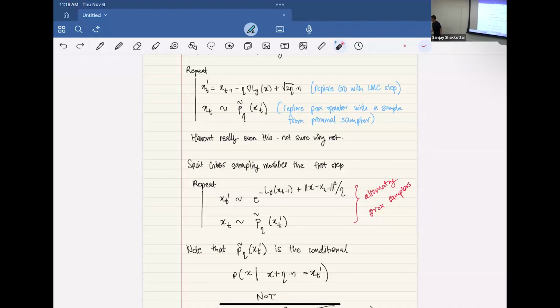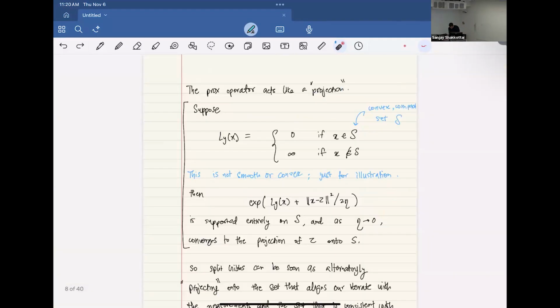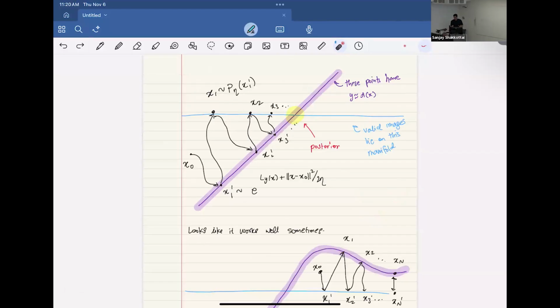Okay, prox you can think of as a projection. Just take my word for that. Prox is like the version of projection that happens when you don't have a set that you're trying to project onto, but a function that you're trying to get closer to. And then here's an illustration of what this algorithm does.